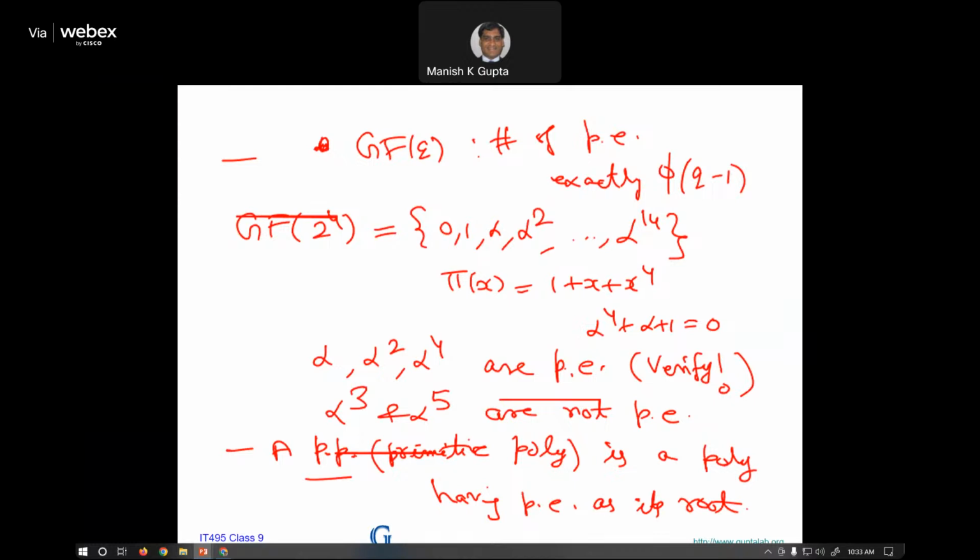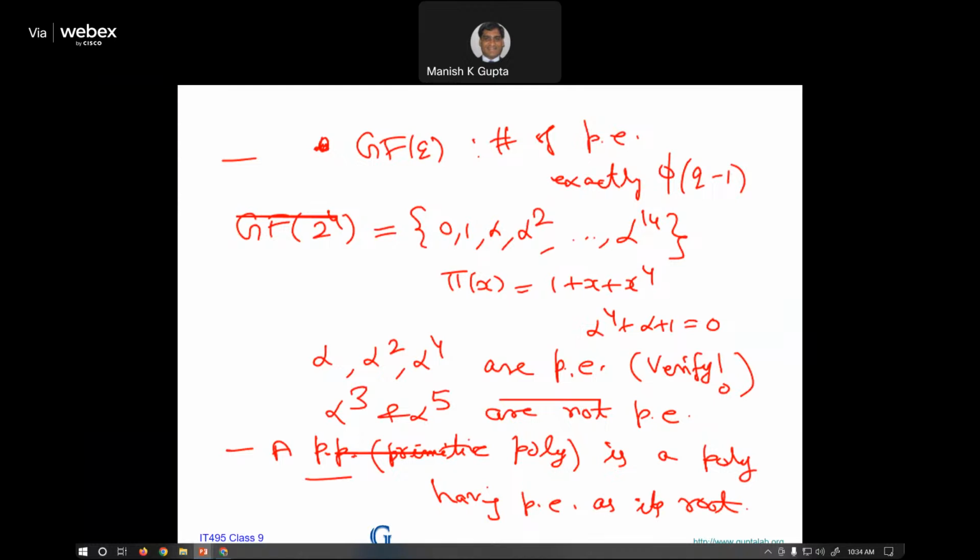Now, out of these elements, how many of them are primitive elements? I would ask you to do this verification: that alpha, alpha square, and alpha raised to power 4 are the primitive elements. It means the order of alpha, alpha square, and alpha raised to power 4 is q minus 1. What is q here? 16. So all these elements have order 15. I want you to verify this, so that these are the primitive elements.